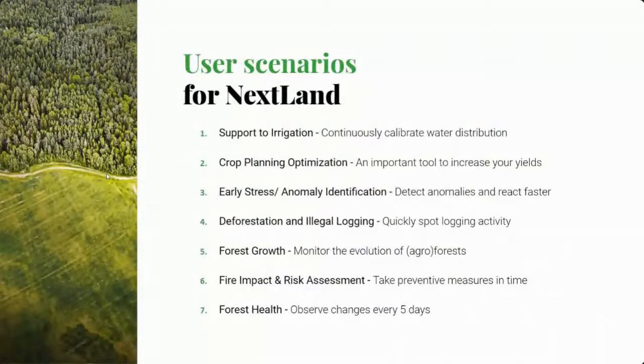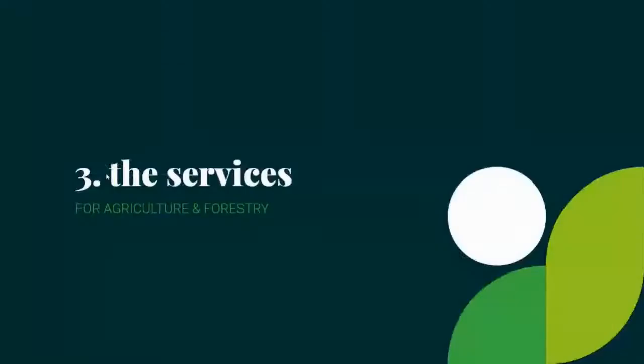So we grouped the different services into user scenarios according to the feedback that we got from the alpha users. That's actually a process driven by the alpha users. And we got the 7 user scenarios from support to irrigation to deforestation and illegal logging, forest health, crop planning optimization. So different set of user scenarios for agriculture and forestry that encapsulate the different services that we are providing.